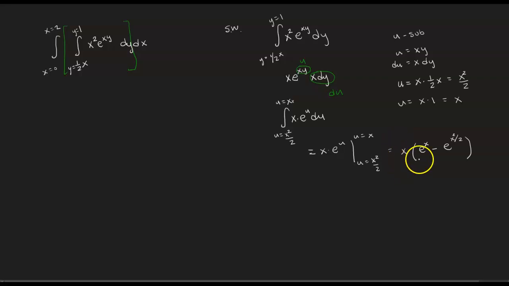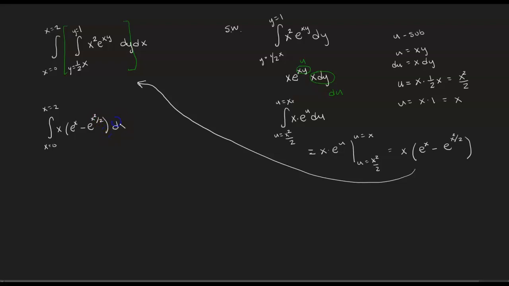And then we'll plug this back into our original integral, replacing everything in the green brackets with what we've found for that first iteration. So now our integral from x equals 0 up to x equals 2. This time we're integrating x times e to the x minus e to the x squared over 2 with respect to x. And we do see a product of two functions of x. We can simplify this just by distributing that x term.